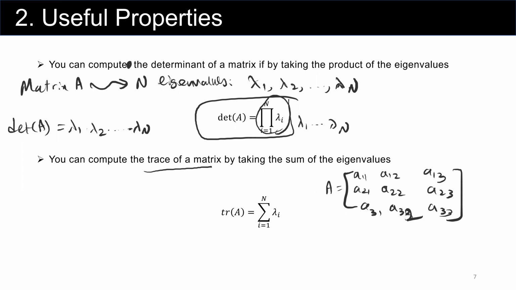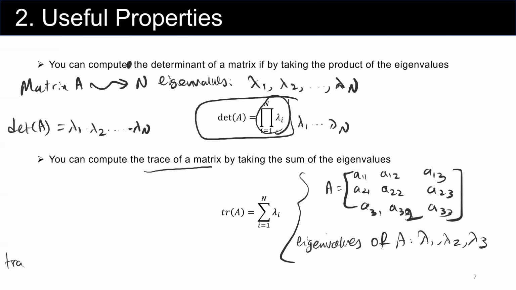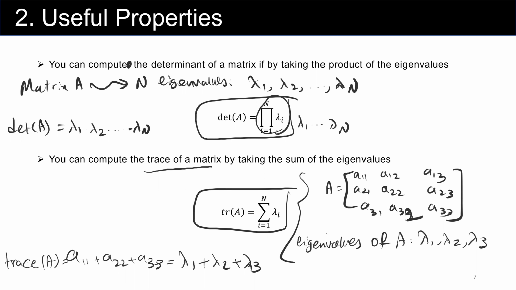So in this scenario, let's say the eigenvalues of matrix A are lambda sub 1, lambda sub 2, and lambda sub 3. So in this case, trace of A is equal to A sub 1,1 plus A sub 2,2 plus A sub 3,3. It is equal to lambda sub 1 plus lambda sub 2 plus lambda sub 3. And for the general case, trace of matrix A is the sum of all of the eigenvalues of matrix A.